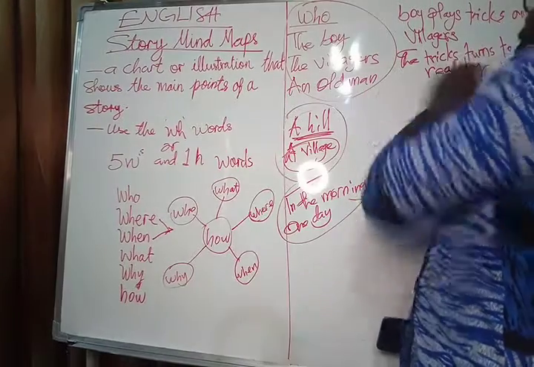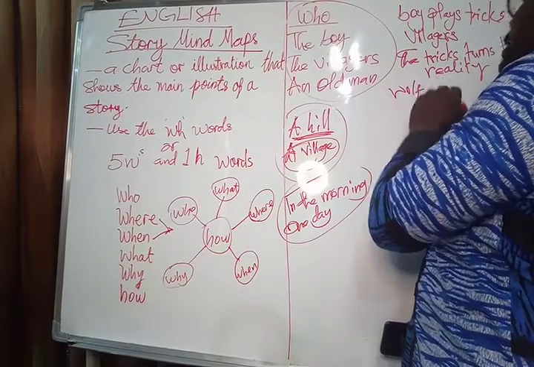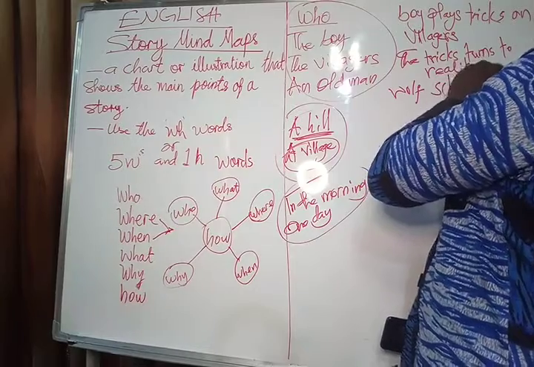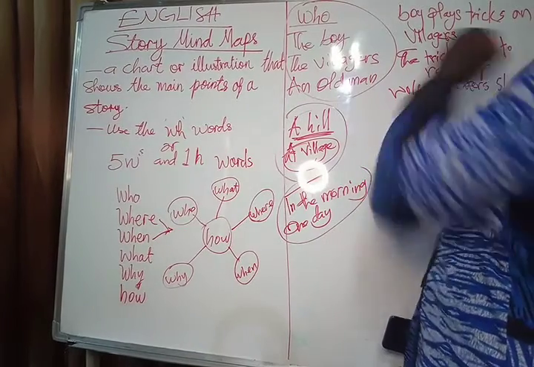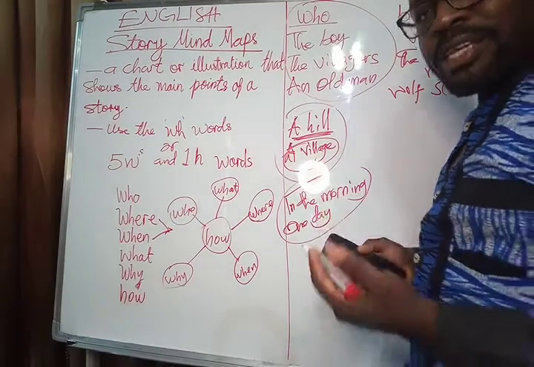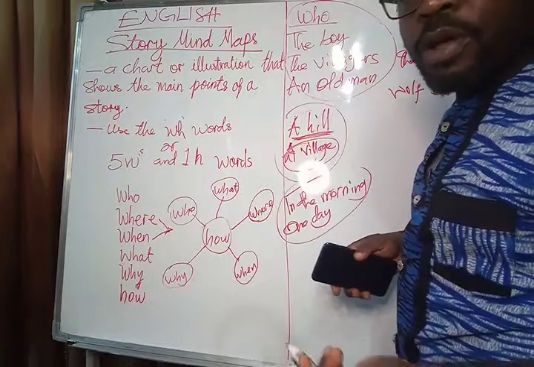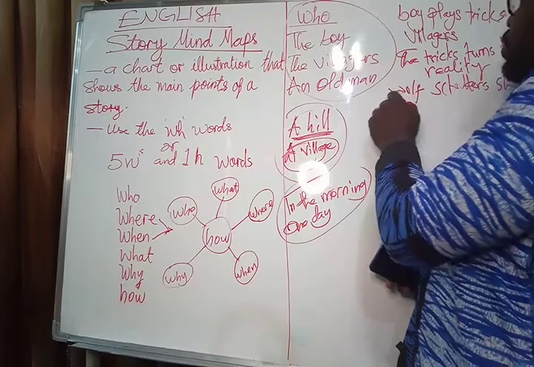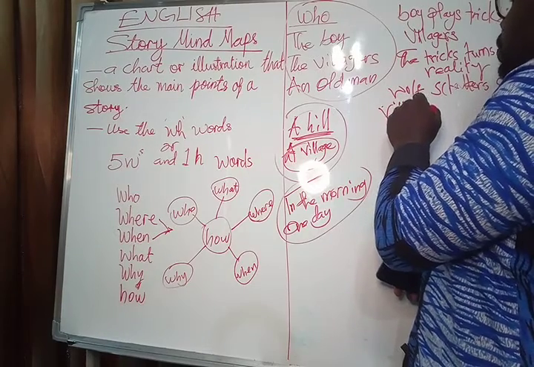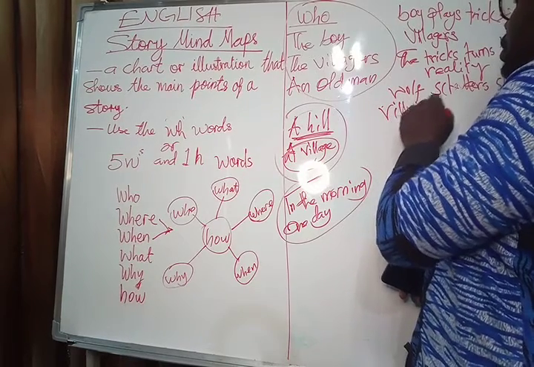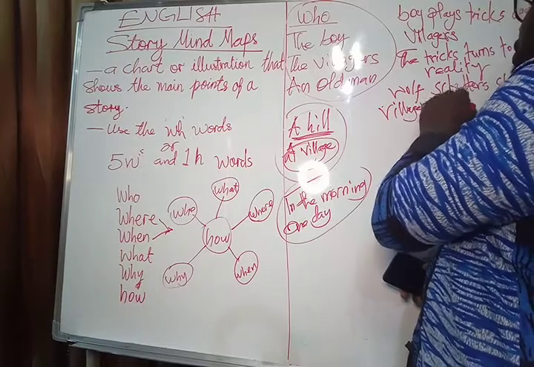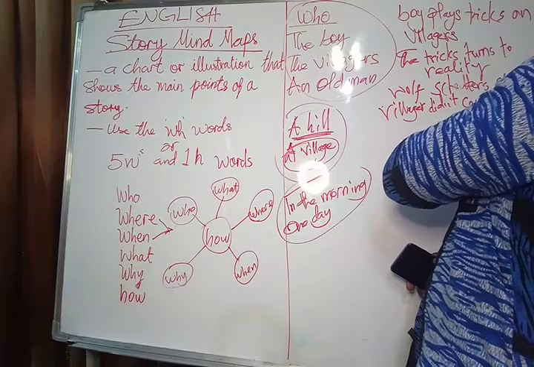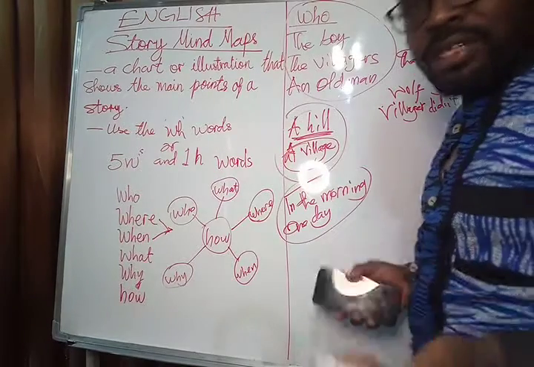Okay, wolf scatters sheep. Okay, good. So that's technically what happened. A boy was playing tricks on the villagers. That trick becomes real. Yes, you can also add villagers didn't help. Villagers didn't come to help. Okay, so that's actually what happened.